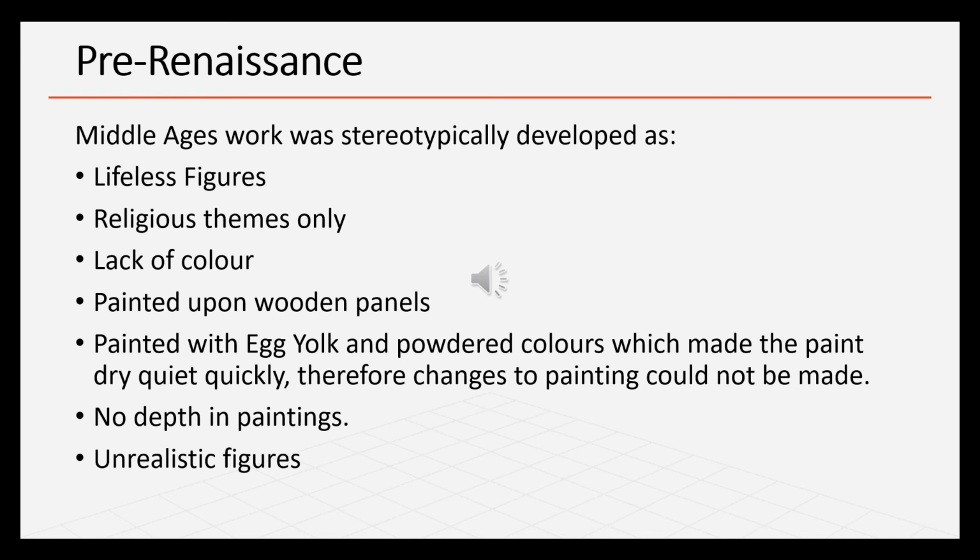Before going forward, I will now outline painting before the Renaissance. Features of pre-Renaissance paintings are lack of colour, unrealistic figures, and painting with egg yolk and powdered colours. This will benefit students in the following exercise.